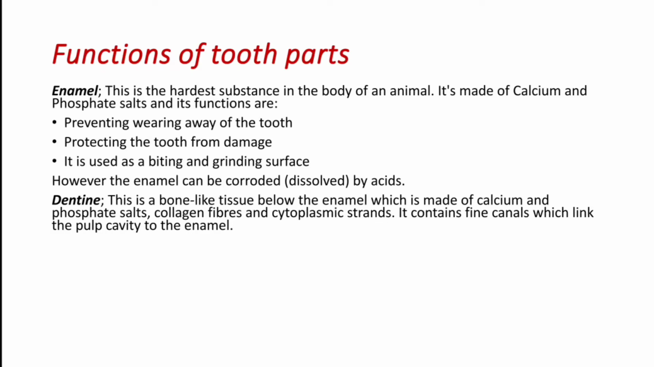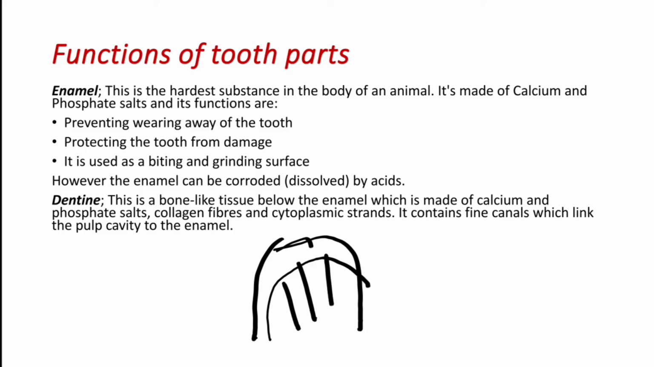So let's say this is a tooth. Then we've got the enamel. Then next to the enamel, we've got the dentine. So the dentine has got fine canals, meaning it has got these two spaces which are linking up the enamel to the pulp cavity. These two spaces, let me change the color, these two spaces I'm shading. These are the fine canals.